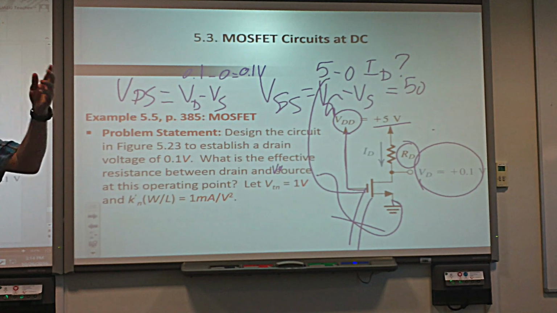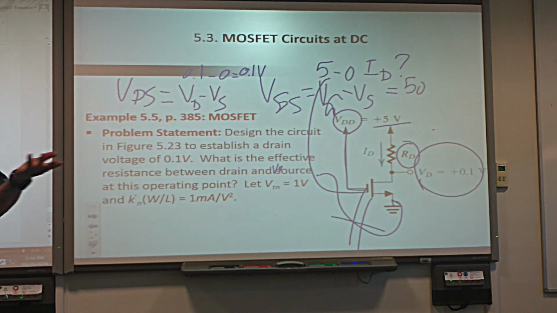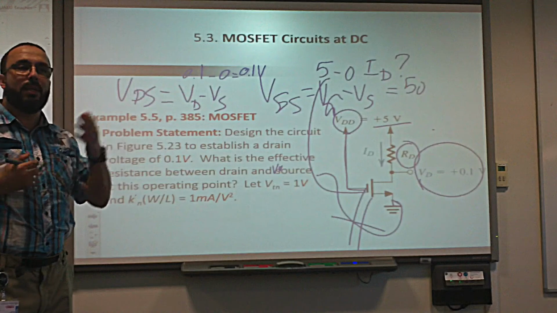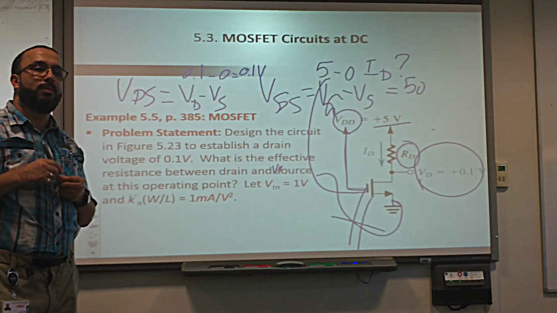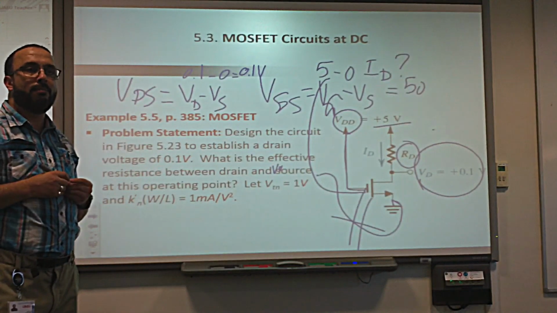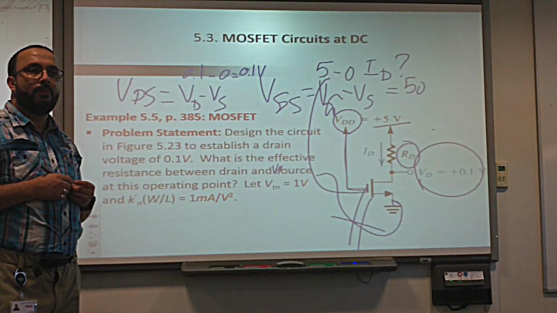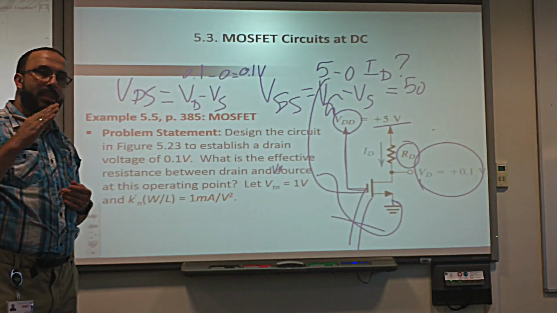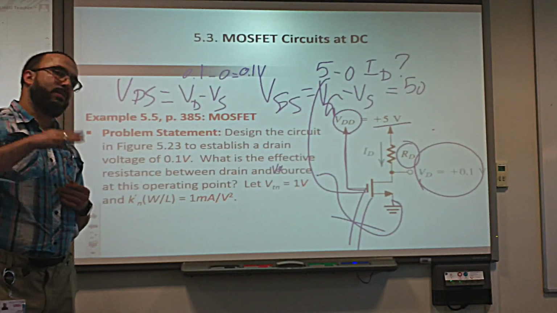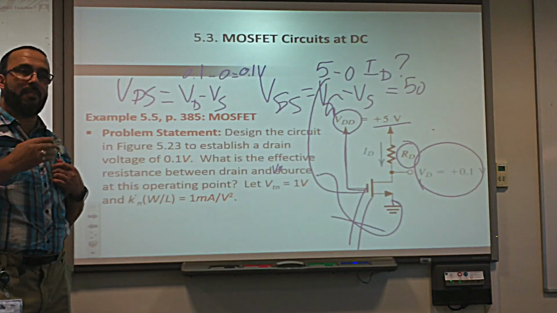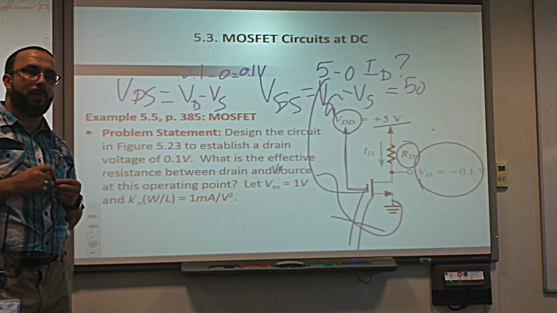So VDS is 0.1. So what do we do next? What do we check? When we find VDS, then what's next? To know which region, we have to check if VDS is above V overdrive or less than V overdrive. We just spoke about that.